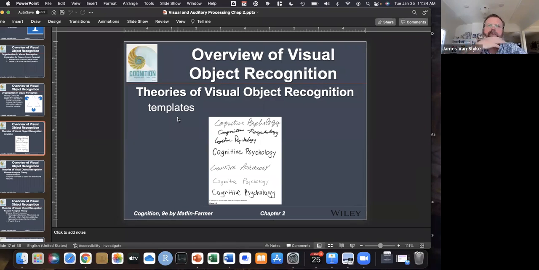So templates are probably not what we oftentimes use for certain kinds of visual perception. But there may be other more elementary or basic sorts of processing that we'll talk about a little bit later that actually use templates.